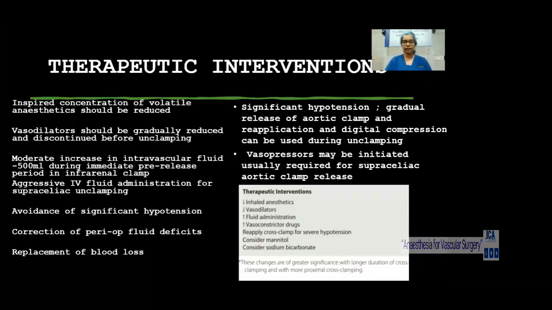In supraceliac unclamping, aggressive fluid resuscitation has to be done, and we have to replace the blood loss and avoid significant hypotension. In case there is significant hypotension, gradual release of the aortic clamp can be done, and reapplication of the clamp and digital compression also can be used. Vasopressors may be initiated, usually required in supraceliac unclamping.